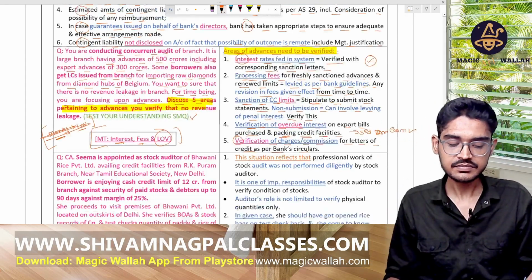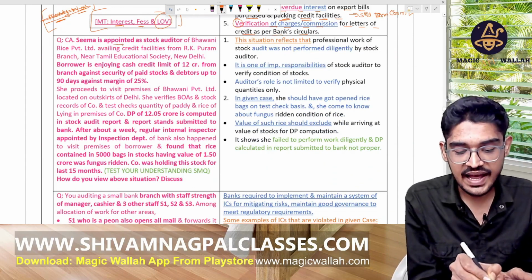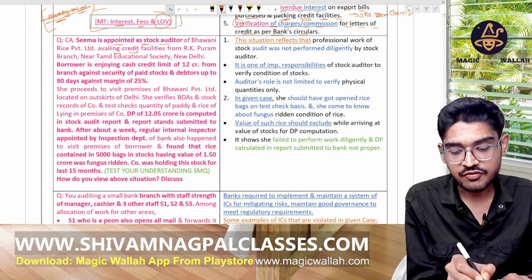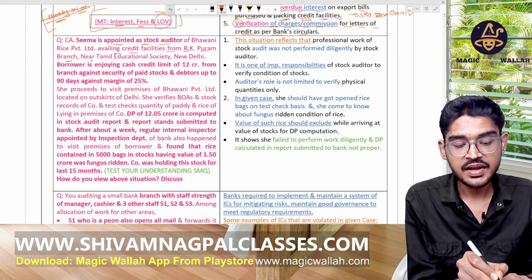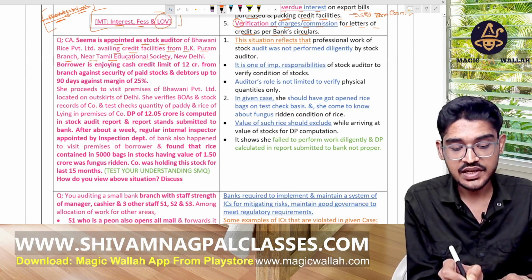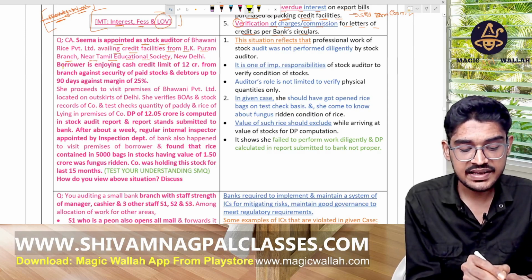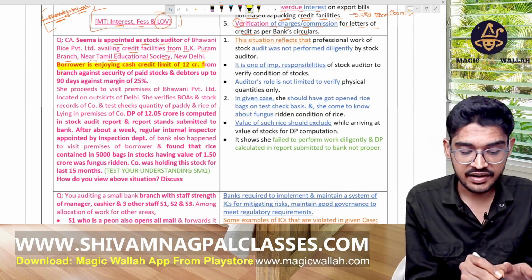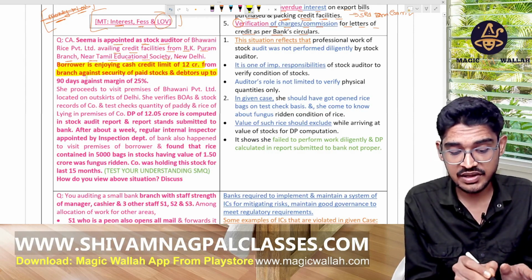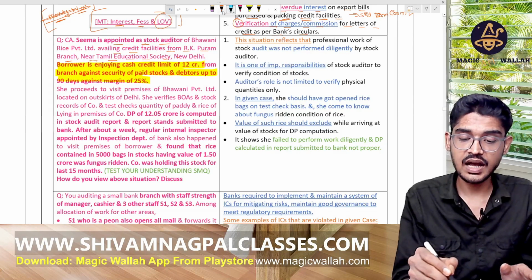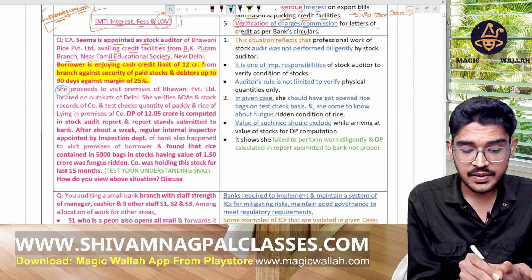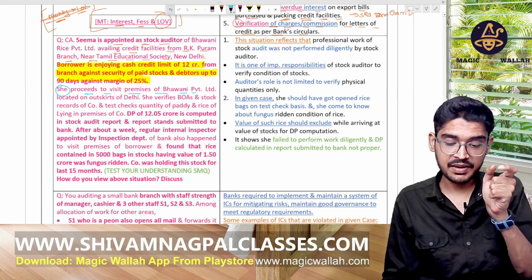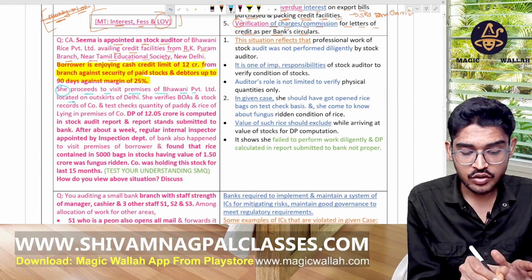A new question has been added. Now, CA Seema is appointed as the stock auditor of Bhavani Rice Private Limited, availing the credit facility from the RK Puram branch near Tamil Education Society, New Delhi. The borrower is enjoying a cash credit limit of 12 CR from the branch against the security of paddy stock and debtors up to 90 days against a margin of 25%. Now, she proceeds to visit the premises of Bhavani Private Limited, located on the outskirts of Delhi.